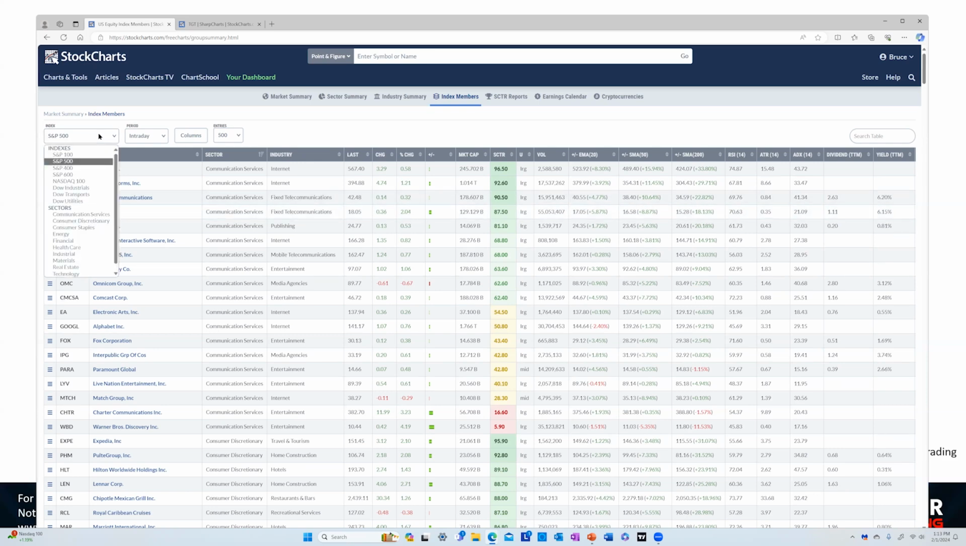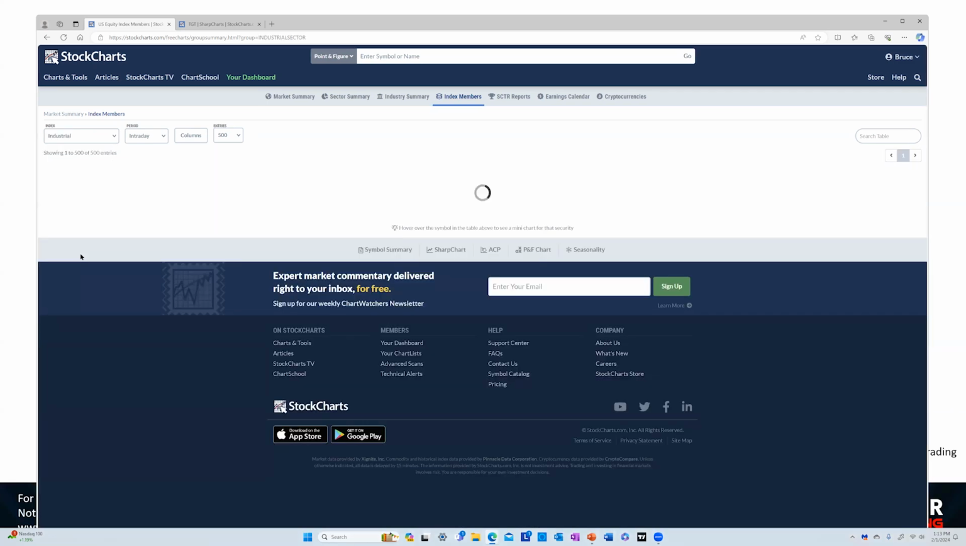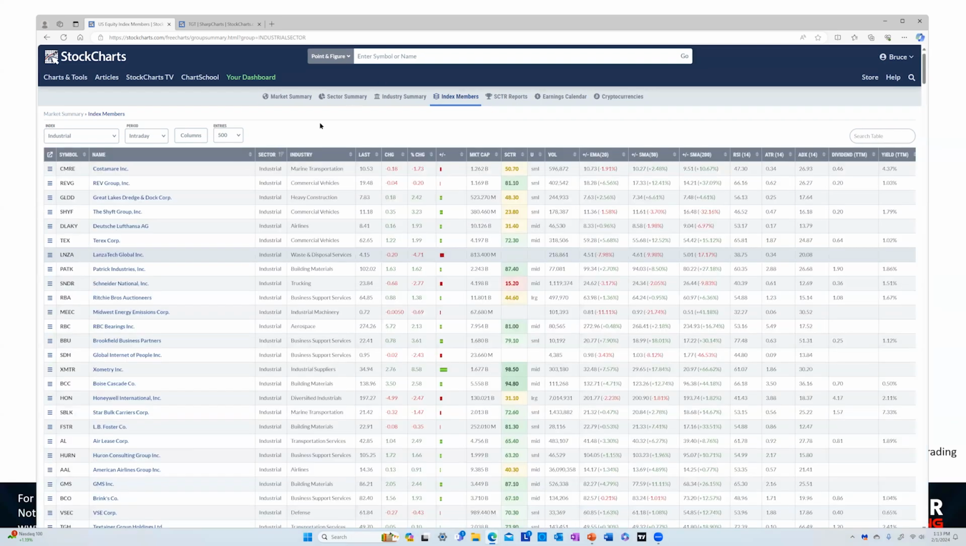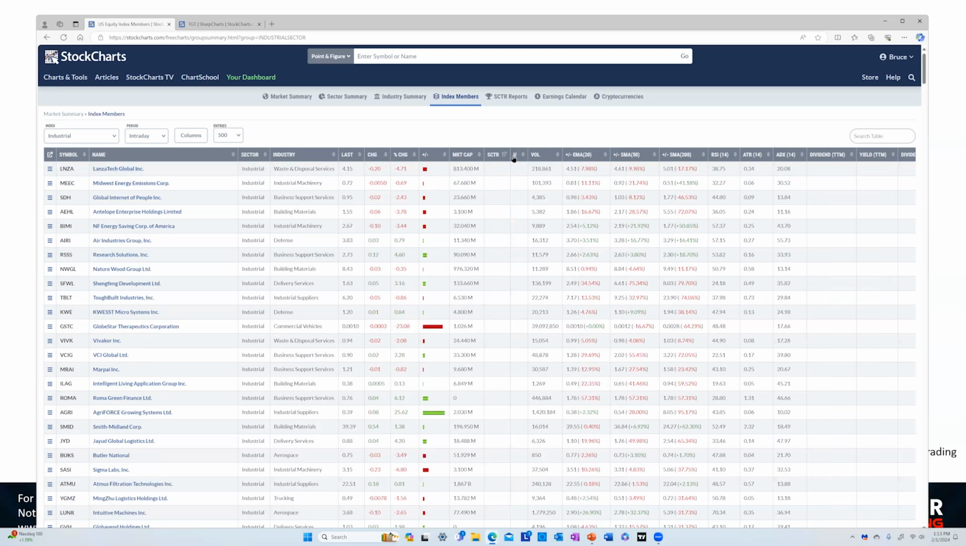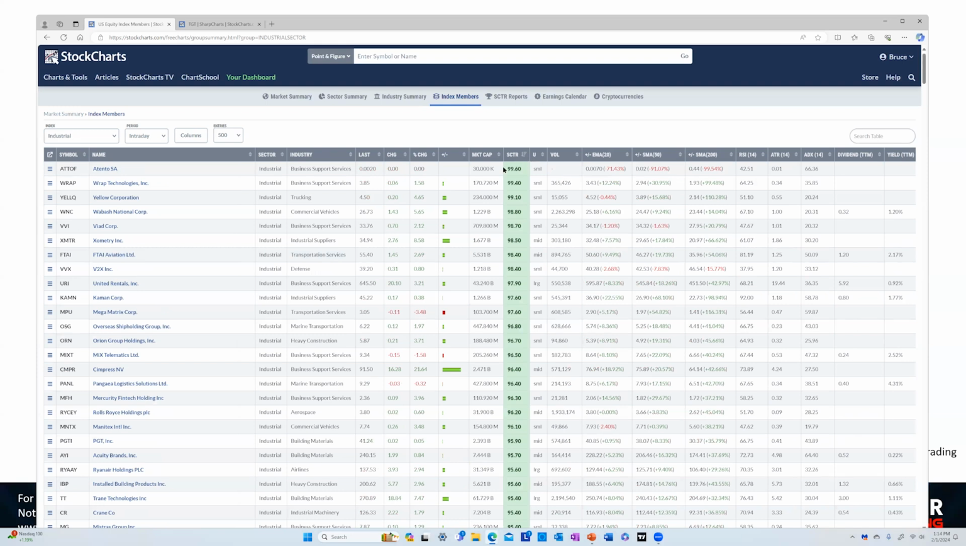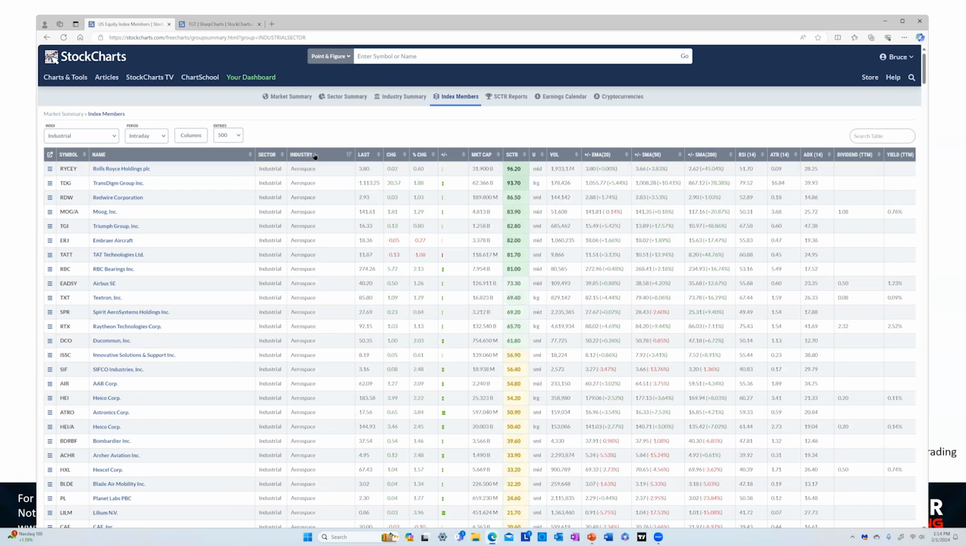Also, you can go in and look at any one of these sectors and see all the stocks, including the ones that are not in the S&P 500, such as we're looking at the industrial list here, and it's cooking on that. And you can see that we can now look at all of the industrial stocks, rank them by scooter. There you go. 99.6 is the highest.